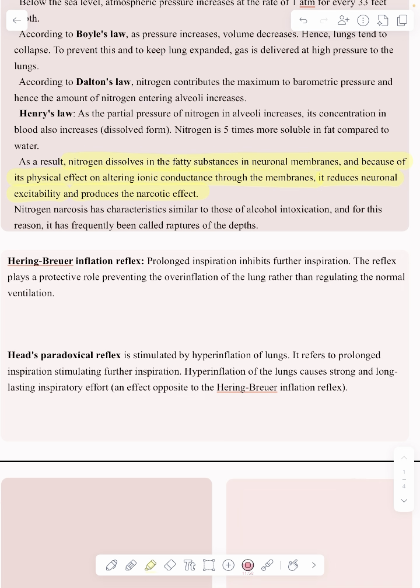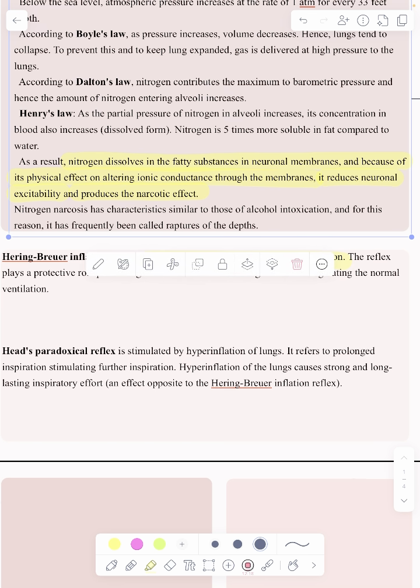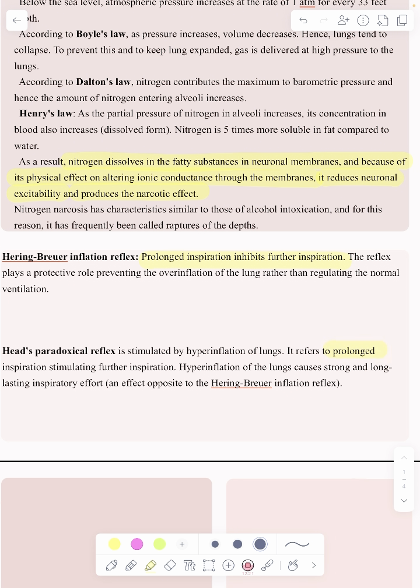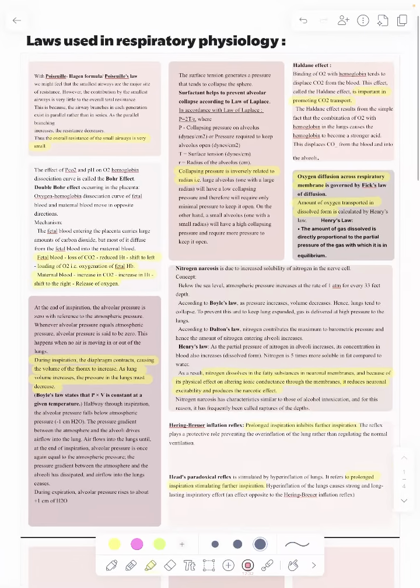So, the Hering-Breuer inflation reflex, what does it say? Prolonged inspiration inhibits further inspiration, whereas Head's paradoxical effect, as the name suggests, is paradoxical. This Head's paradoxical reflex refers to prolonged inspiration stimulating further inspiration. Okay, so this is it. These were all the laws used in respiratory physiology.